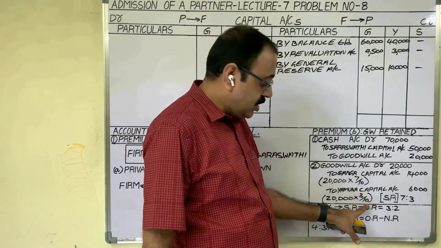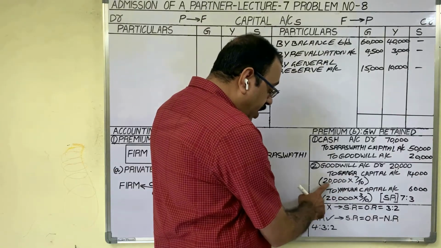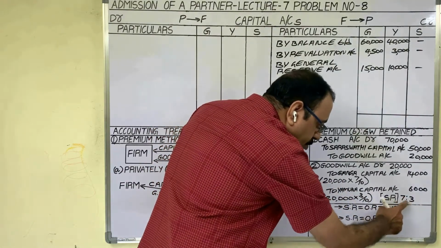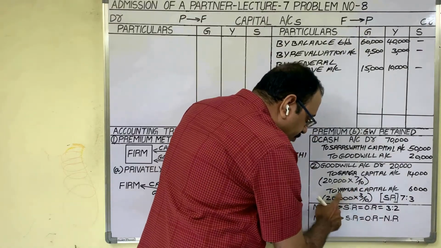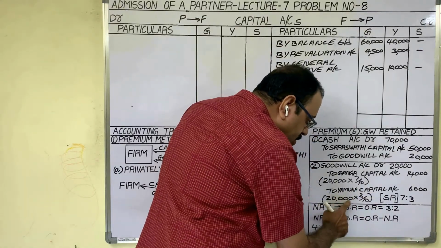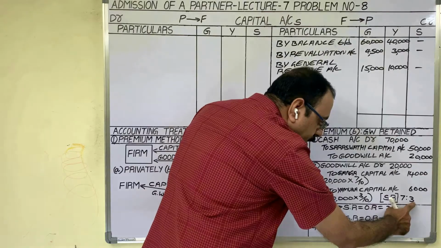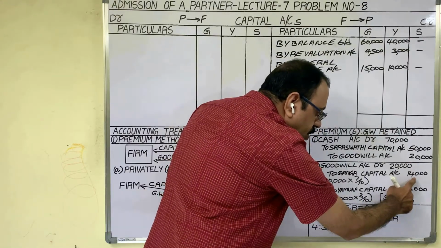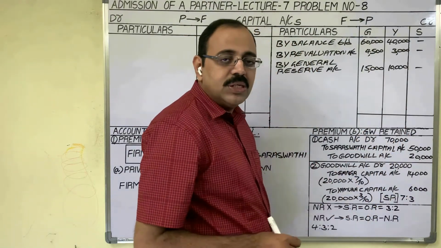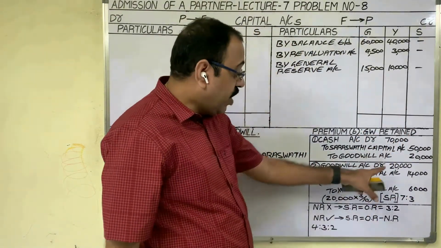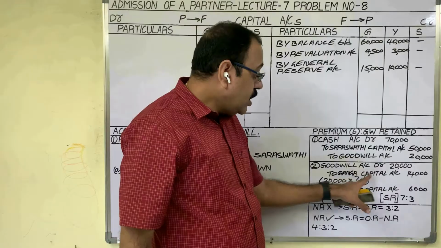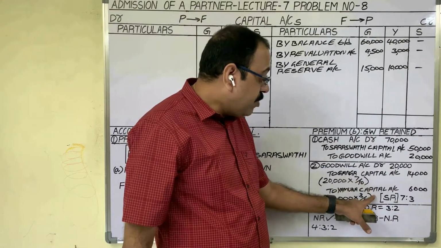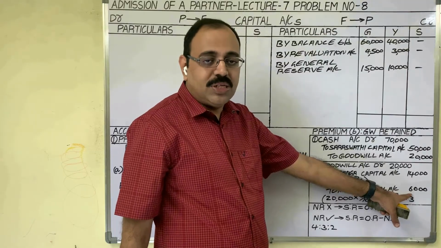partners' capital accounts. For Ganga, 20,000 into 7 by, add these two numbers, 10. For Yamuna, 20,000 into 3 by, add these two numbers, 10. So amounts are 14,000 rupees and 6,000 rupees. In total goodwill, 20,000. To Ganga's capital, we have to transfer 14,000 rupees. To Yamuna's capital, we have to transfer 6,000 rupees.